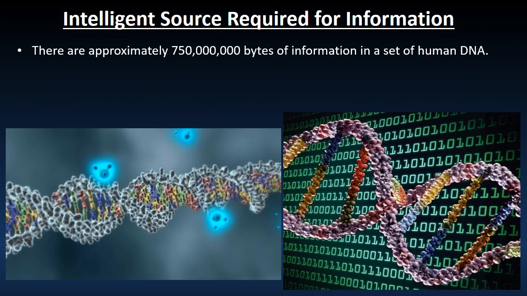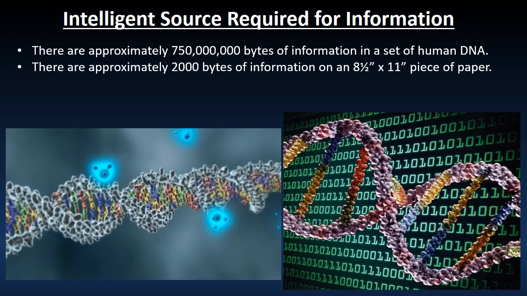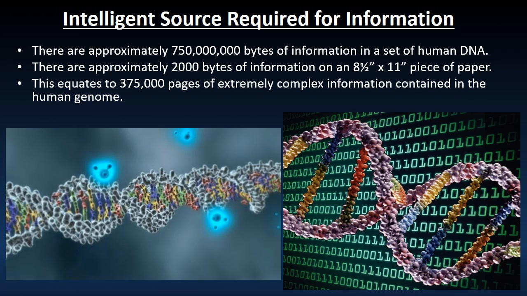So I like these statistics. There are approximately 750 million bytes of information in a single set of human DNA. There's about 2,000 bytes of information on an 8.5 by 11 piece of paper. So it would take 375,000 pages of extremely complex information to write out the information contained in the human genome.